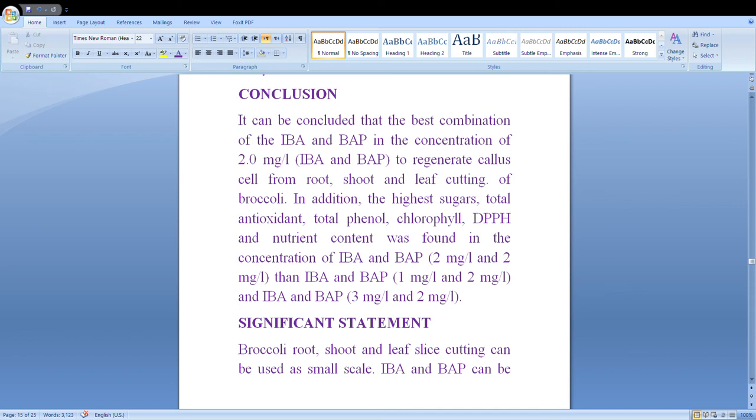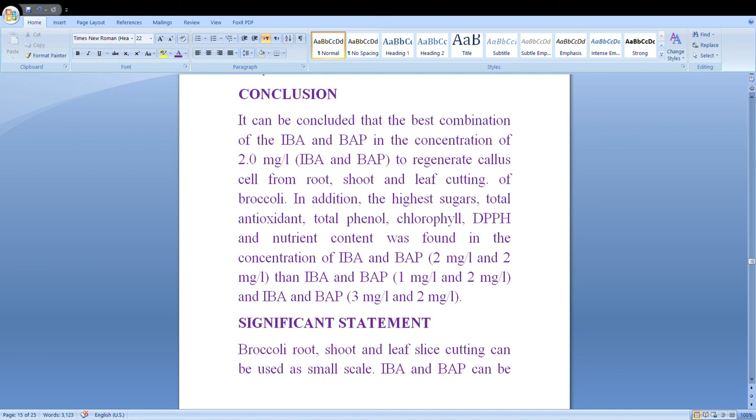Then IBA and BAP, it means 2 mg per liter and 2 mg per liter. Then IBA and BAP 1 mg per liter and 2 mg per liter, and IBA and BAP 3 mg per liter and 2 mg per liter. It means that we use the combination of IBA and BAP, and the best one is the 2 milligram per liter concentration.